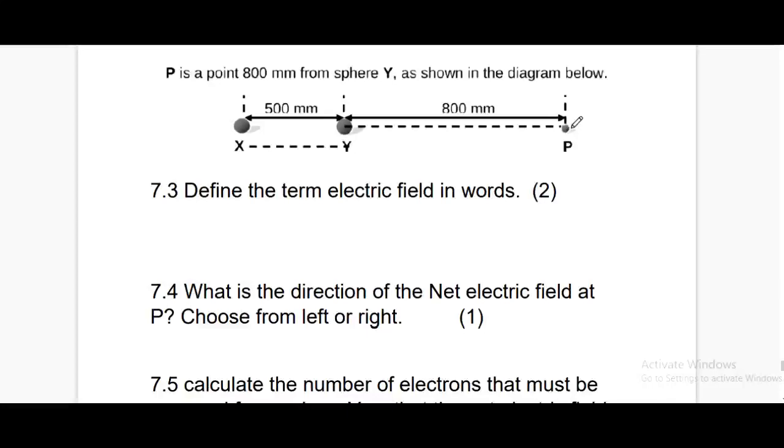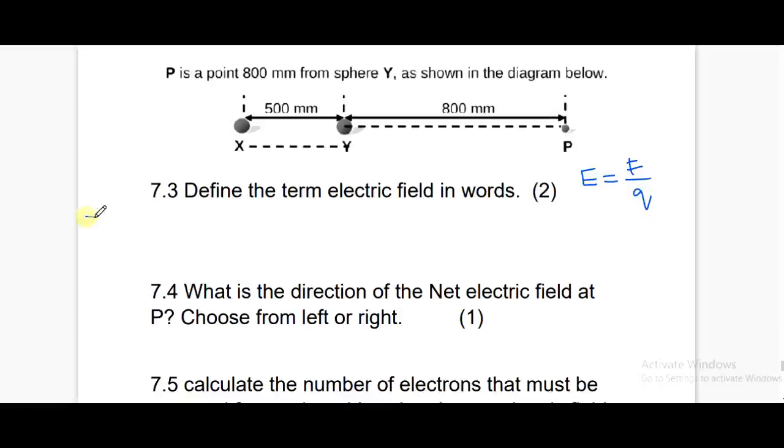They put point P here, 800 millimeters away from Y. Okay, so now they say define the term electric field in words. We've defined it in one of the problems that we've done. So what are you going to say? We know if you want to define electric field, you write E equals F over Q.